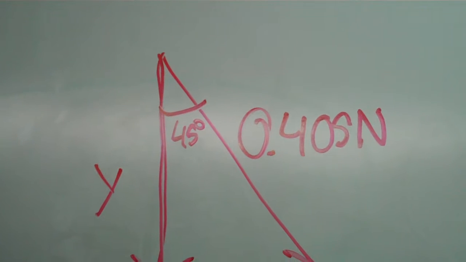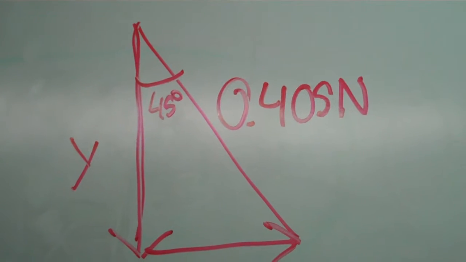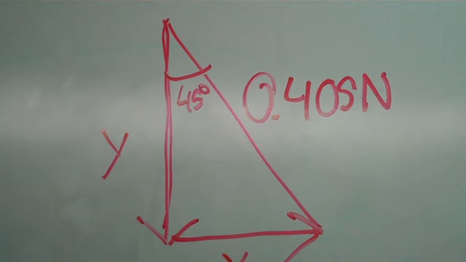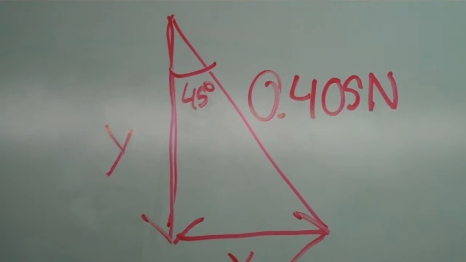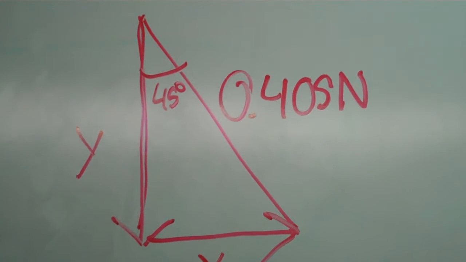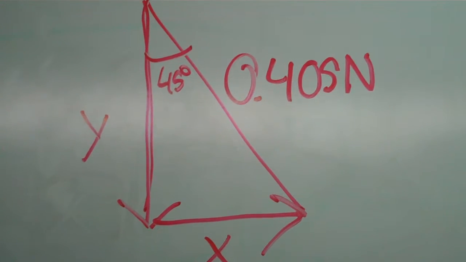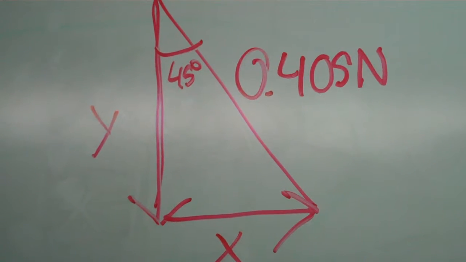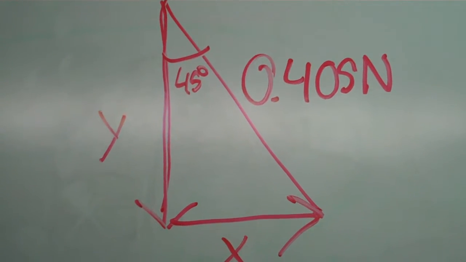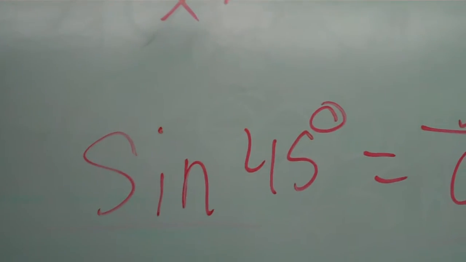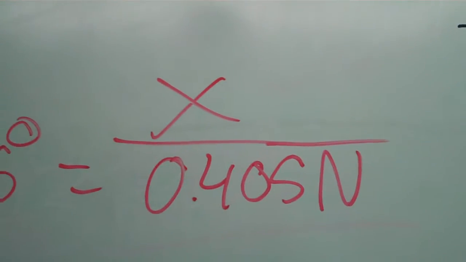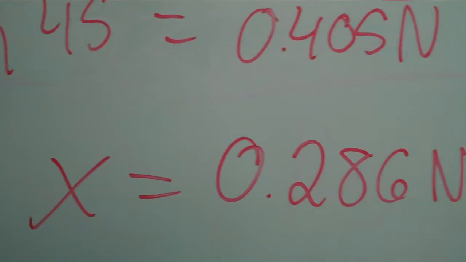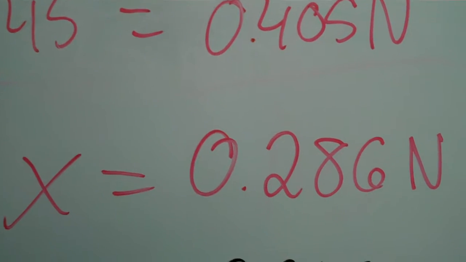So when we set up Q1, Q1 would be up at the top of the triangle here, going 45 degrees at 0.405 newtons. That's the effect that Q3 has on Q1. So 45 degrees and 0.405 newtons. Okay, so when we set up our triangle for y and x, we can use the sine and cosine functions. So we use the sine of 45 degrees equals x over 0.405 newtons to solve for x. When we do that, we get that x equals 0.286 newtons.